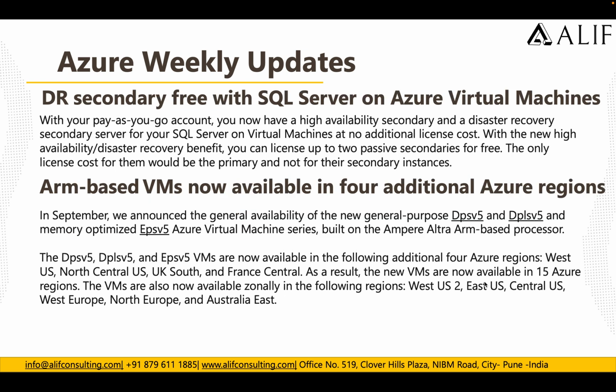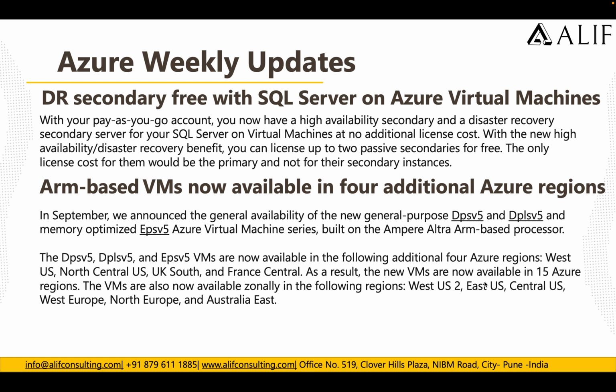The next update is again for SQL Server. Now we have a free DR secondary with SQL Server on Azure VM, right? What that means is if we are running a pay-as-you-go account and running high availability or disaster recovery of SQL Server in another region, we no longer need to pay any additional cost. It's completely free of cost. With this new high availability and disaster recovery benefit, you can license up to two passive secondaries for free, and the only license cost would be for the primary and not for the secondary instance.